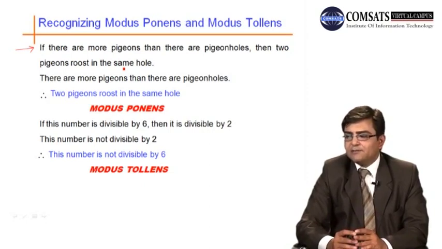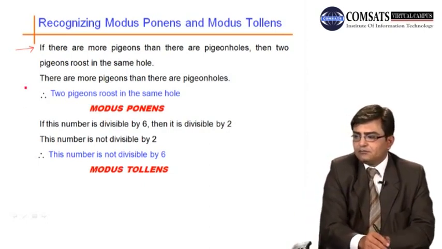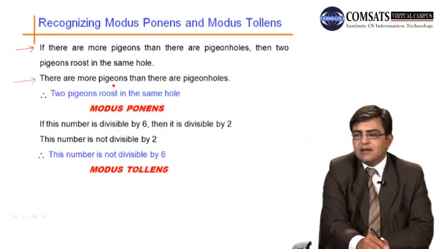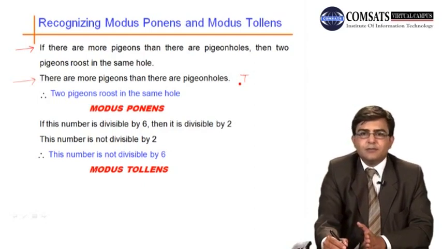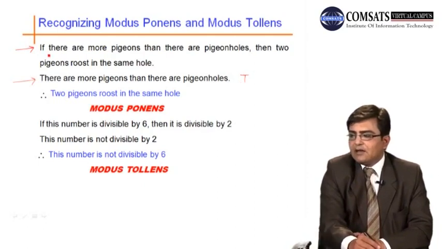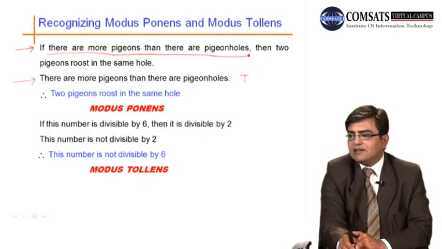There are more pigeons than there are pigeonholes. This is another premise. This is the second premise. So the second premise is true. This is true, that we know that there are more pigeons than there are pigeonholes. पिंजरे कम हैं और pigeons जो हैं, कबूतर जो हैं वो ज़्यादा हैं. This is true. Then what do we conclude here? First we see what the first premise is. If there are more pigeons than pigeonholes, this is P. Then two pigeons roost in the same hole, and this Q is basically true.